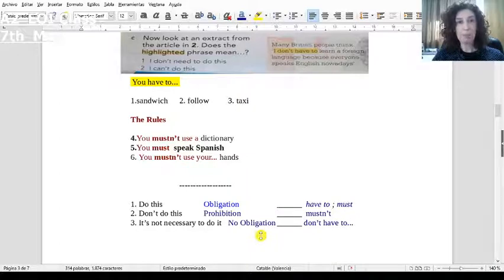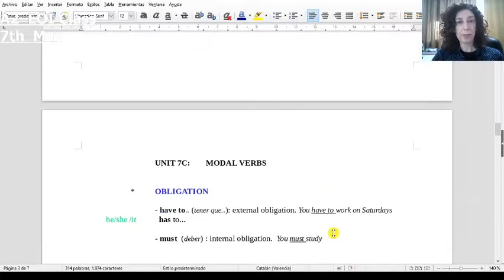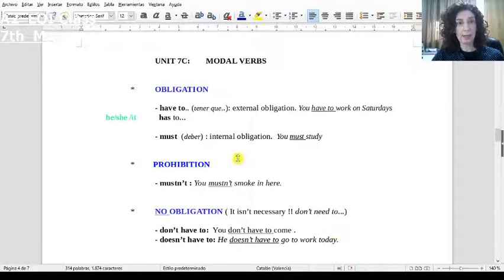Clear? Well, and here today we start today's class. Then, modal verbs. To express obligation, para expresar obligación, have to or must. Prohibition, mustn't. And no obligation, don't need to, don't have to. ¿Vale? Well, let's start the explanation. I prepared this. This is my blackboard. This is my board.